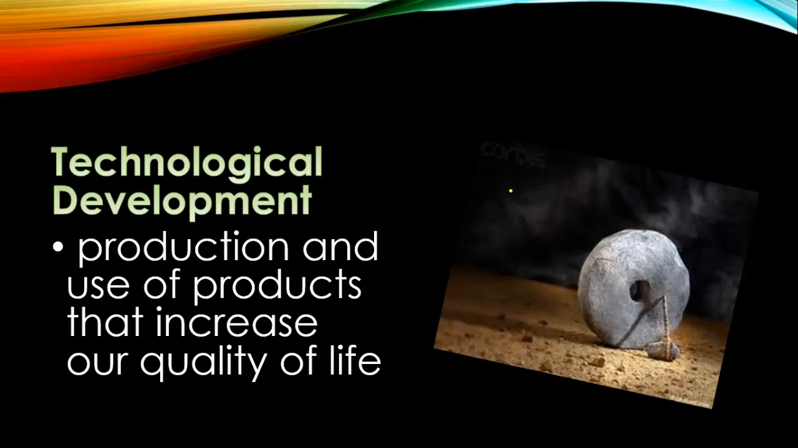And finally, we have technological development. So the production and use of products that increase our quality of life. Well, now that we are fed and we have heat, we can build on that. What happens if we start cutting away at some stone? Make this stone round instead of square. What happens? Well, we get the wheel. The wheel helps us improve our way of life. So now we can get around easier. So technological development, production, and use of products that increase our quality of life.